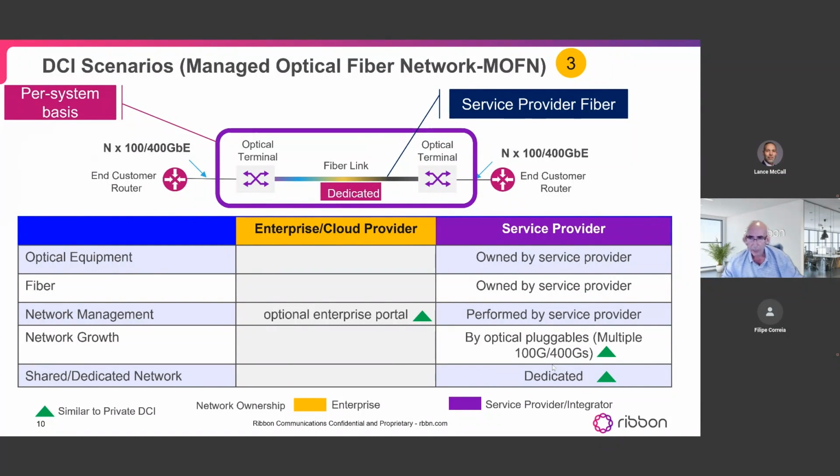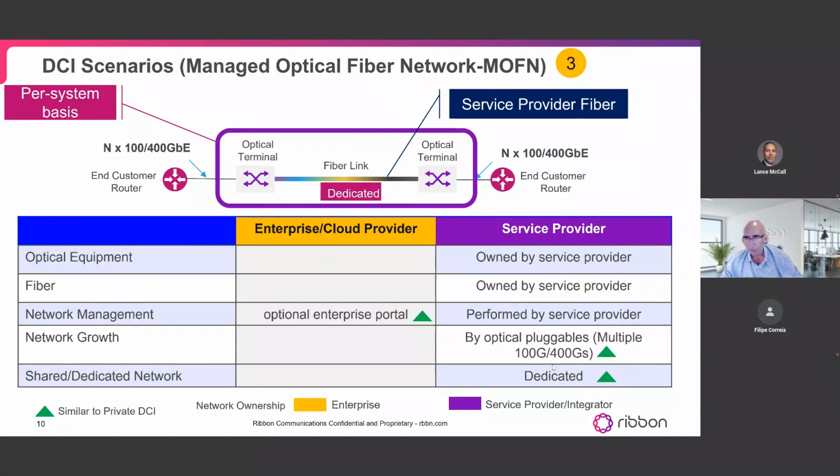The management is done by the service provider, although in this case, the service provider can typically provide a read-only portal to the enterprise or cloud provider so that they can see what's going on with their network, to see that their SLA is being met. And this is typically the reason why enterprises and cloud providers like a dedicated network, because they want that control. They want to be able to see what's going on in their network.